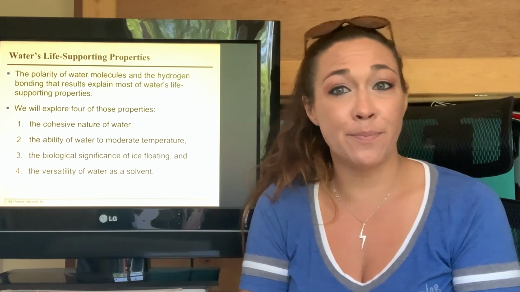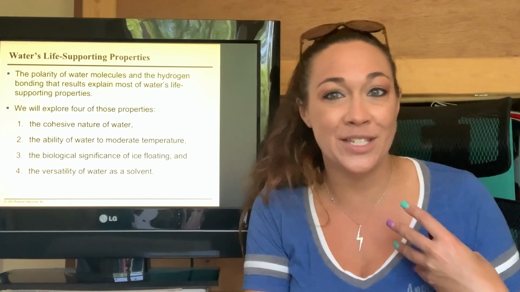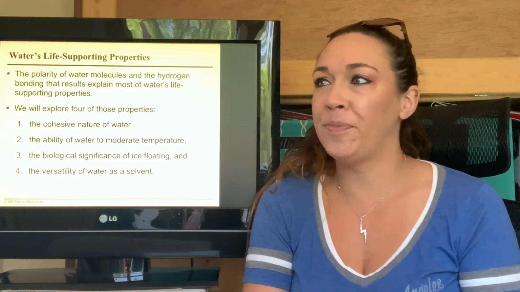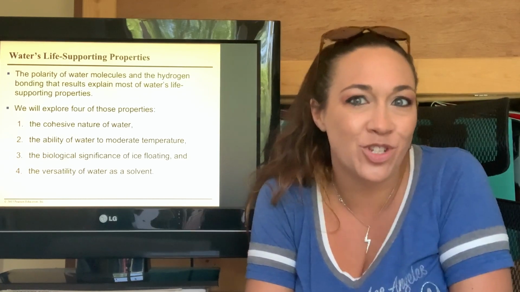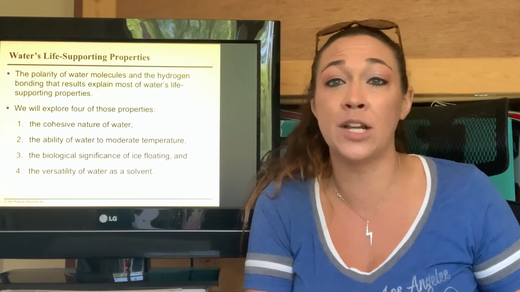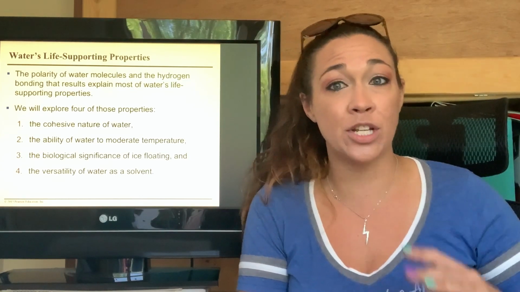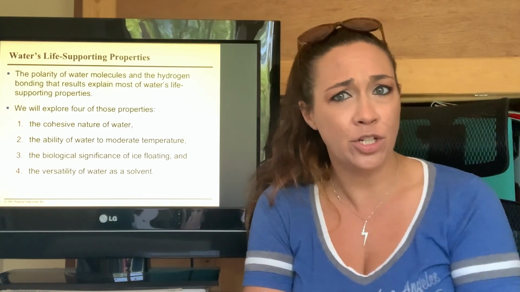The second is the ability of water to moderate temperature. Again, there's a reason that we sweat. That helps us absorb that heat and cool us off. There's a reason it doesn't usually snow by the beach. That's because water is not only absorbing the heat in the summertime, but it's releasing the heat in the wintertime to maintain kind of stable conditions near the ocean.